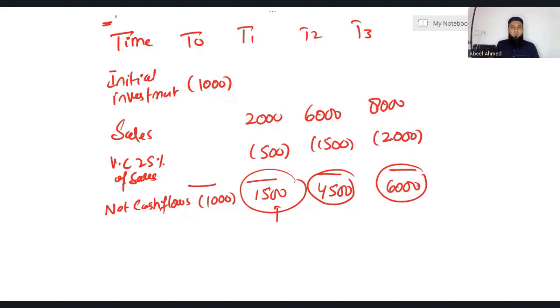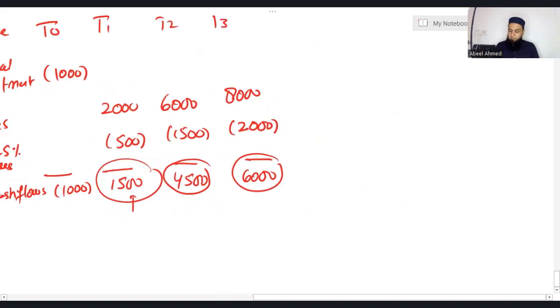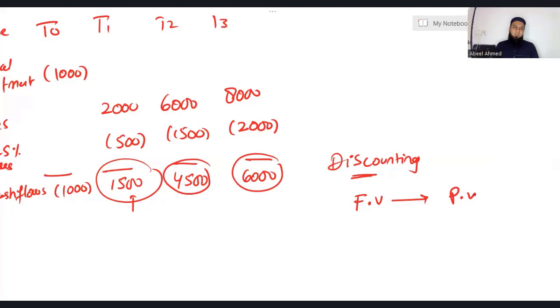How do we convert the future cash flows to present value? The name of the technique is discounting. Simply, discounting is the name of a technique which converts future cash flows to present cash flows. Repeat: discounting is the name of a technique which converts future value to present value.